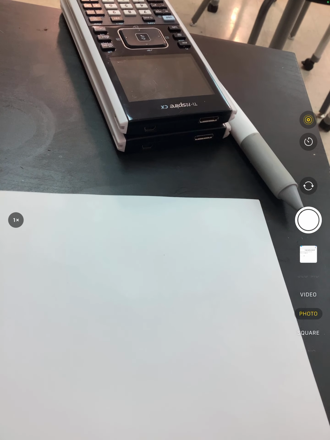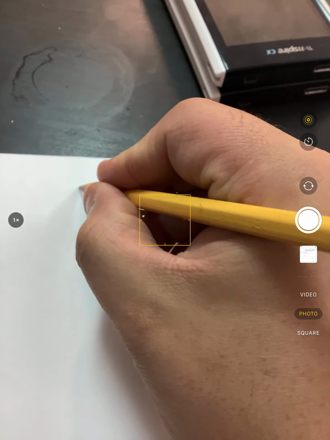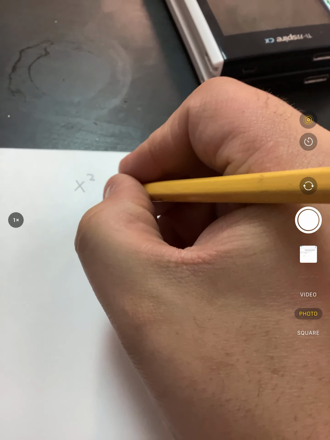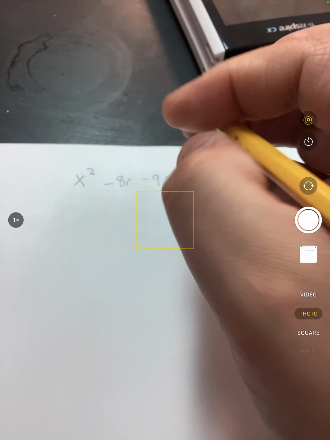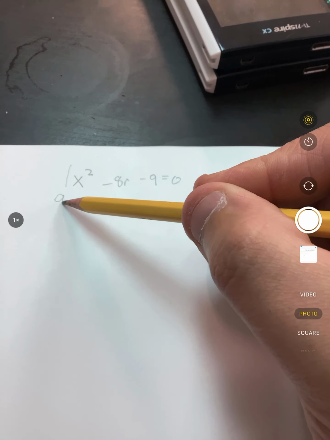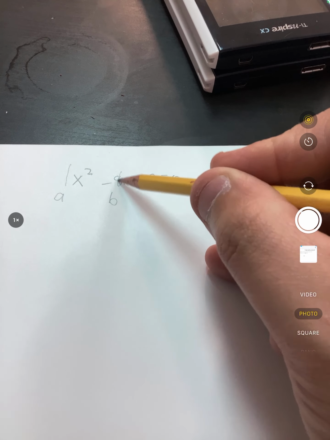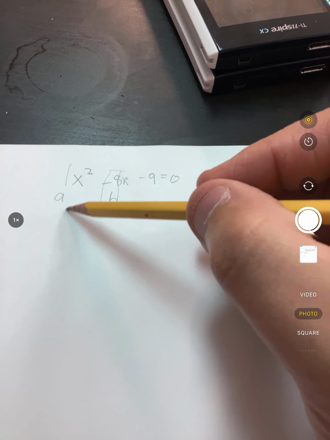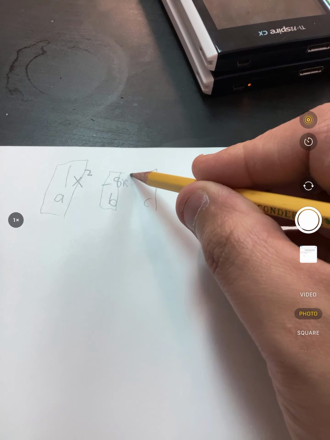So, calculator time. What's on my screen right now is my first example: x squared minus 8x minus 9 equals 0. When we label these, there's an invisible 1 in front of this x, and that's going to be my a. My b is the number in front of this x here. I know it says r, I've got to fix that. And then this minus 9 is my c.